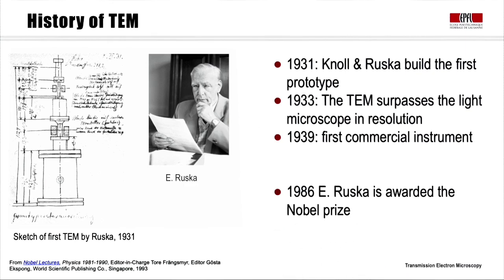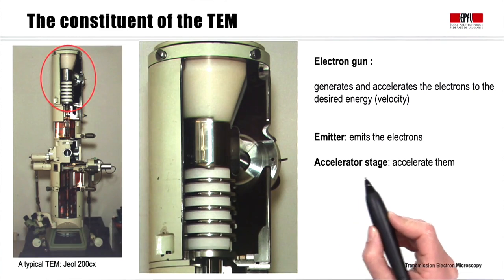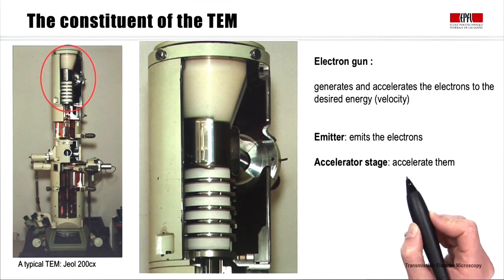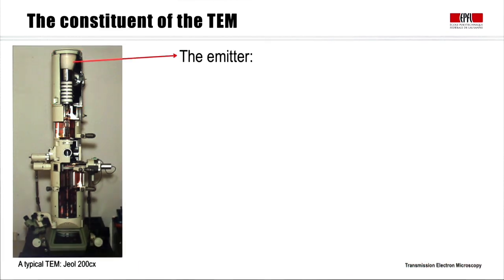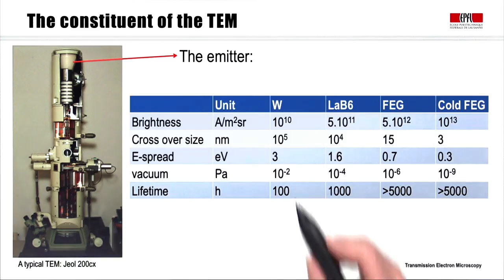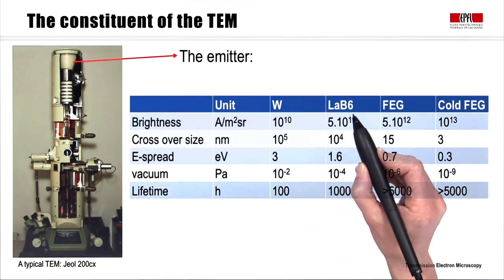The first part, where the electrons are generated, is hidden behind this plastic part, and then all the ceramics are separating the different parts of the accelerator. The emitter emits the electrons, and the accelerator stage accelerates them to the desired energy. There are 4 types of emitter listed in the next table.